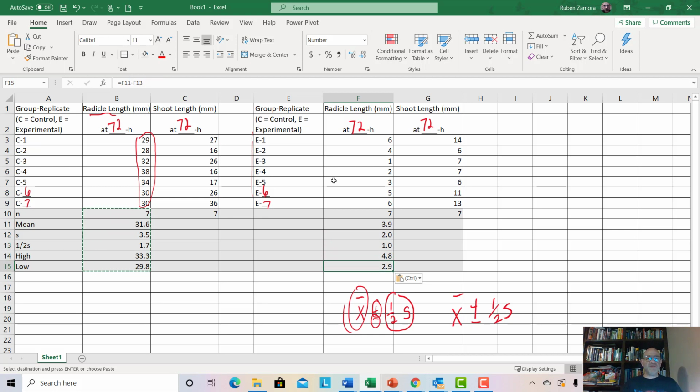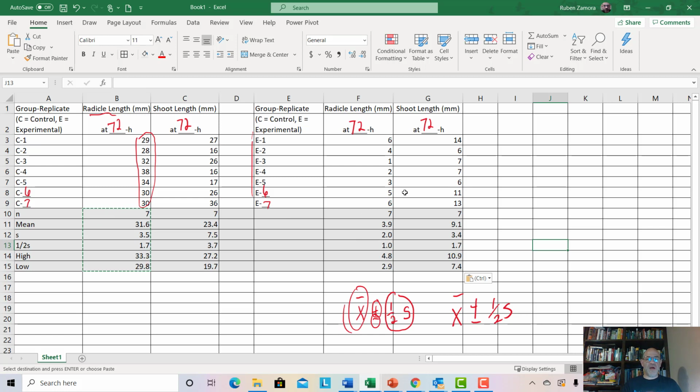So now you've calculated this. And that's for the radical length. You can also do this for your shoot lengths. So I still have that information copied, so I'm just going to Control V to paste it there, and Control V to paste there. And what I've got is all of the calculations done in seconds. It actually took longer for me to explain it than to do this.